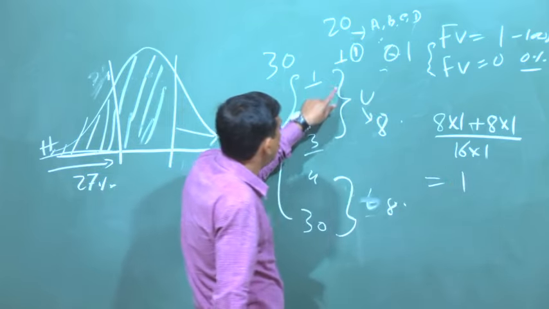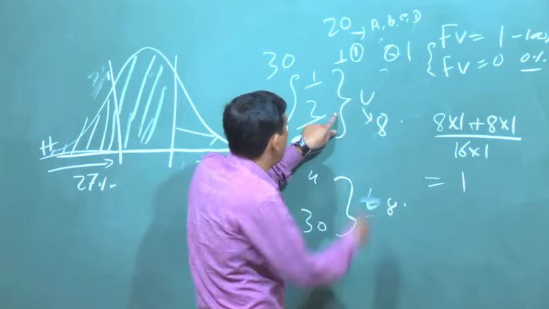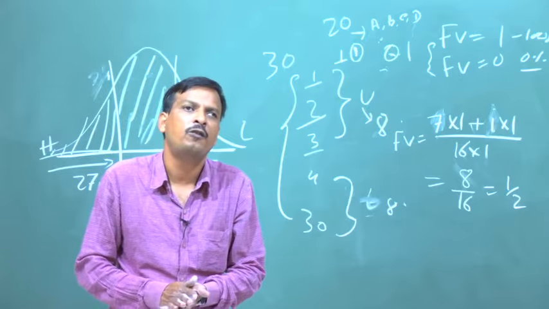Let 7 students of the upper group give the correct answer and 1 student of the lower group give the correct answer. Then the facilitation value is 7 into 1 plus 1 into 1 divided by 16 into 1. So, 7 into 1 means 7, plus 1 means 8, divided by 16 means half, 0.5.